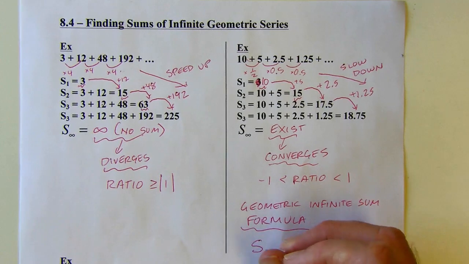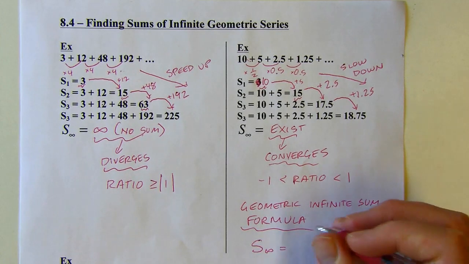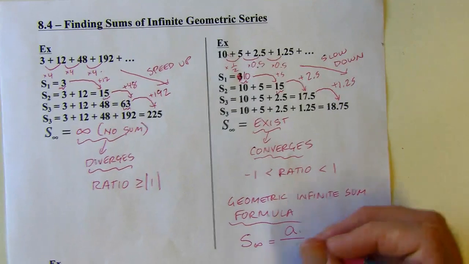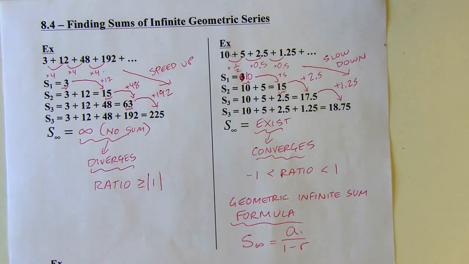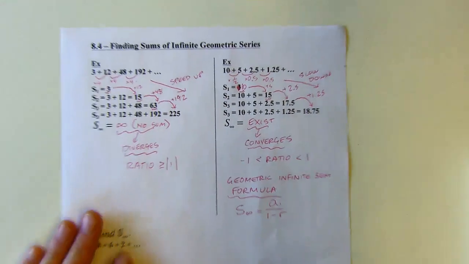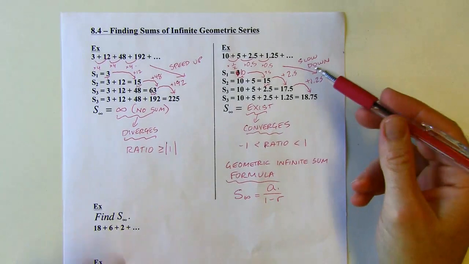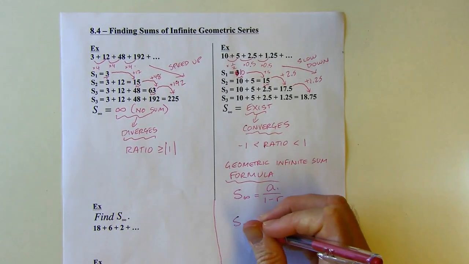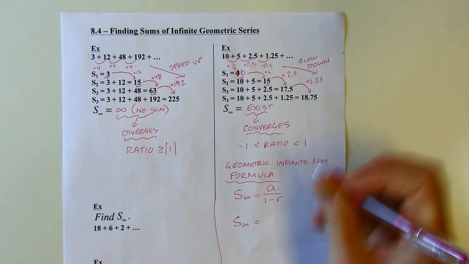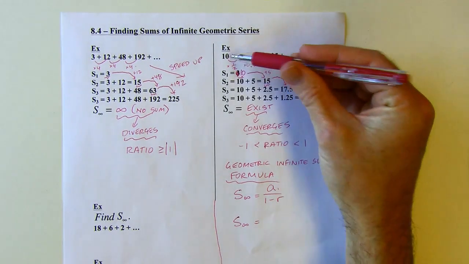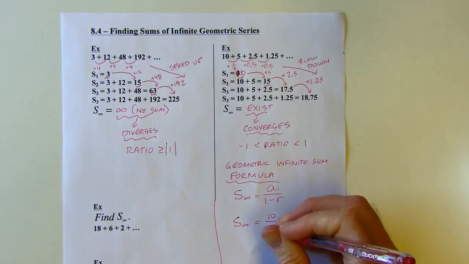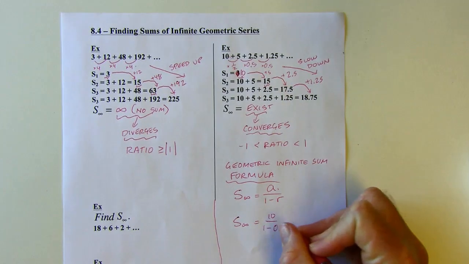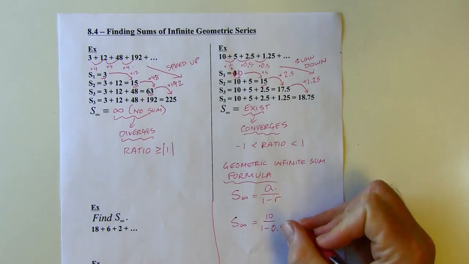So the infinite sum is going to be equal to the value of the first term over 1 minus the ratio. Okay, so let's use that on this particular series. For this example, my first term is 10, and 1 minus the ratio. The ratio is 1/2, or 0.5. I'm just going to put it in as 0.5 so I don't get a complex fraction there.